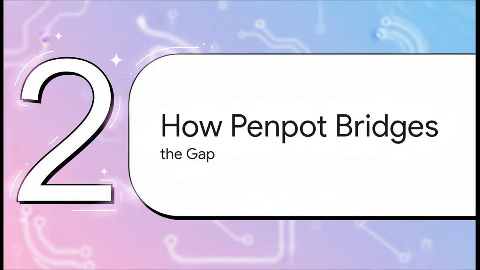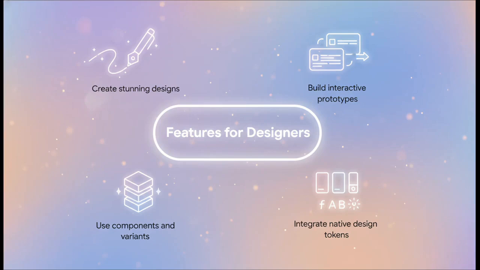Okay, so let's get into the nitty-gritty. How does Penpot actually close that gap between the creative idea and the final code? It all starts by giving both teams exactly what they need, all in one place. For designers, Penpot is an absolute powerhouse. Of course, you can create beautiful designs and build out interactive prototypes. But the real magic, you ask? It's in the system-level thinking. We're talking reusable components and variants, which let you build and maintain a consistent design system that can actually scale. And, this is huge, you can integrate native design tokens. That's your single source of truth for every color, every font, every bit of spacing.